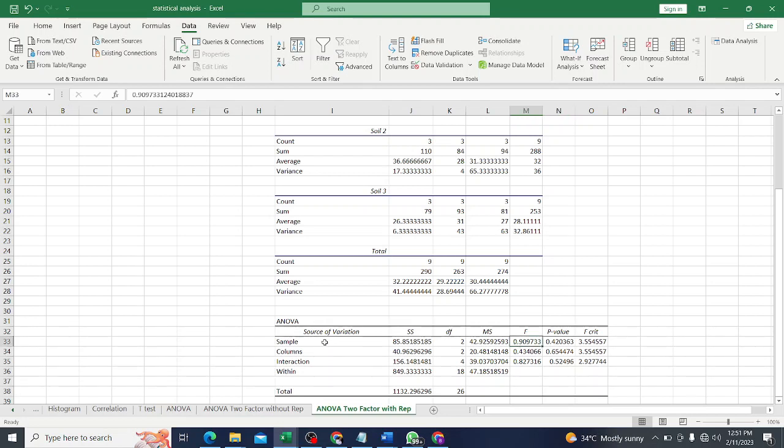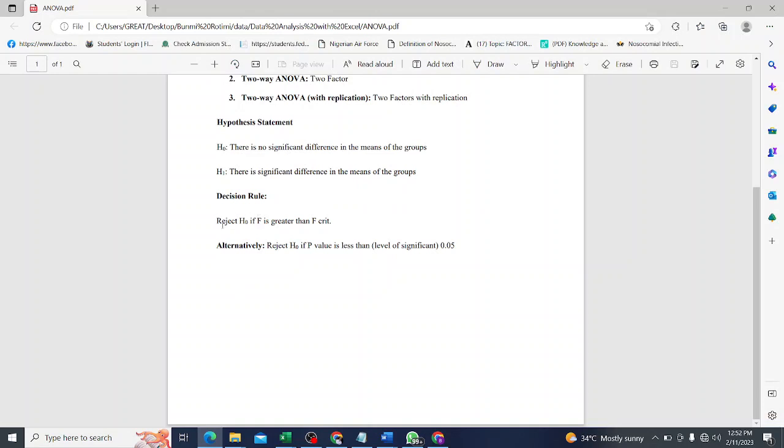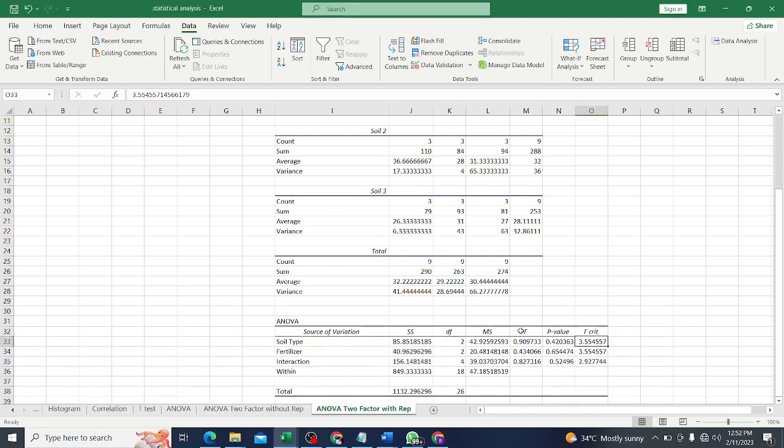Now the sample row is for soil type, and the column is for fertilizer, so you can just change it. And then this is the interaction effect between fertilizer and soil type. So we can compare this value with this value. Now this value 0.90 is less than F critical, and don't forget our decision rule says reject H naught if F is greater than F critical, but in this case it's less, so we are not rejecting H naught for soil type.